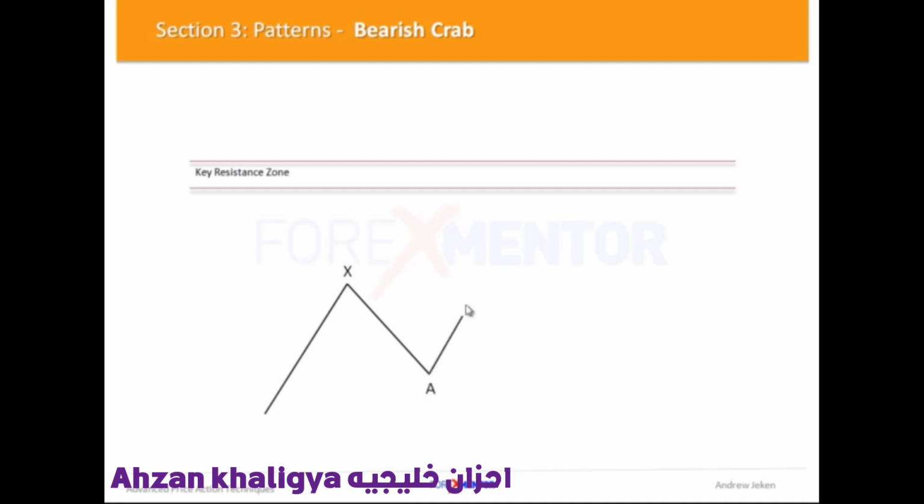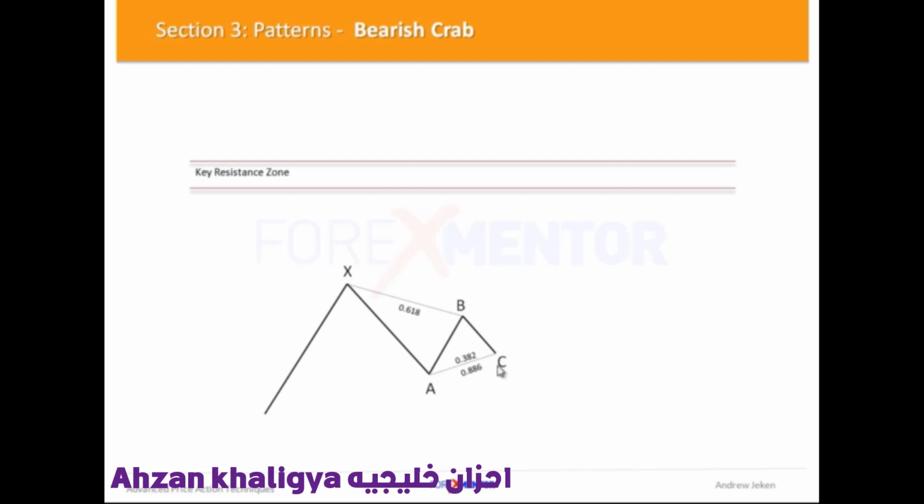We're then looking for a retracement of the XA swing, and here again, very specific retracement, looking for a 61.8 Fibonacci retracement. We'll label this point B. We're then looking for a retracement of the AB swing, and that retracement can be anywhere from a 38.2 retracement to an 88.6 Fibonacci retracement. We'll label this point C.